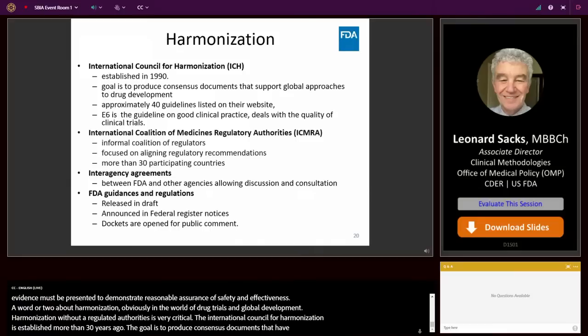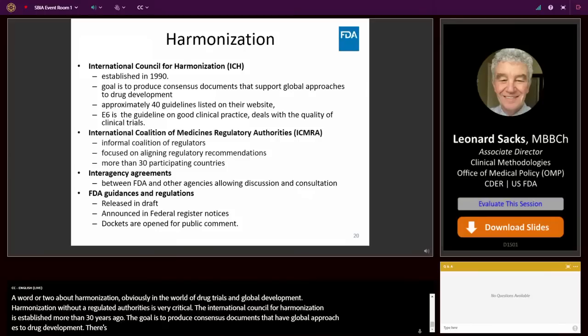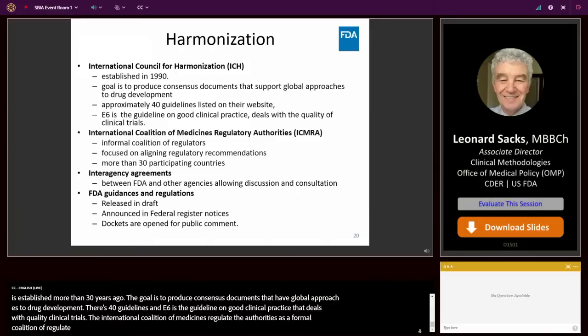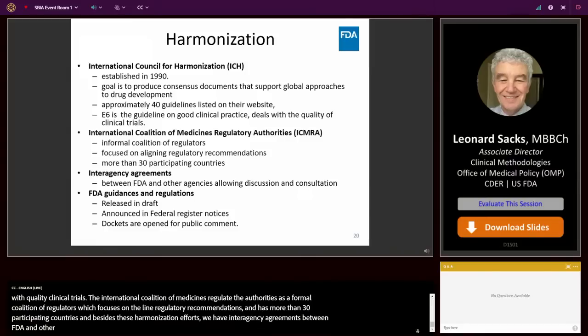There are approximately 40 guidelines listed on their website, and E6 is the guideline on good clinical practice, which deals with the quality of clinical trials. The International Coalition of Medicines Regulatory Authorities is an informal coalition of regulators which focuses on aligning regulatory recommendations, and has more than 30 participating countries. And then besides these harmonization efforts, we have interagency agreements between FDA and other agencies allowing discussion and consultation.